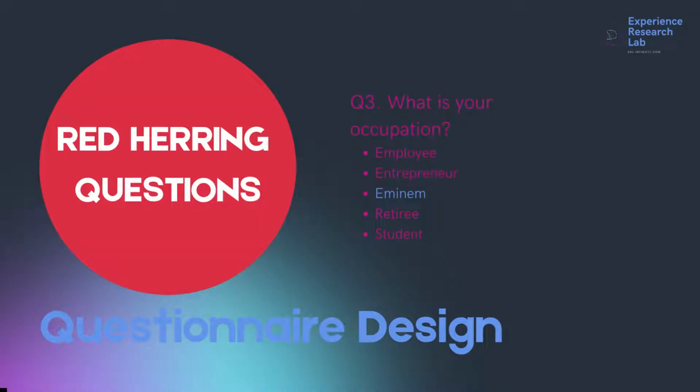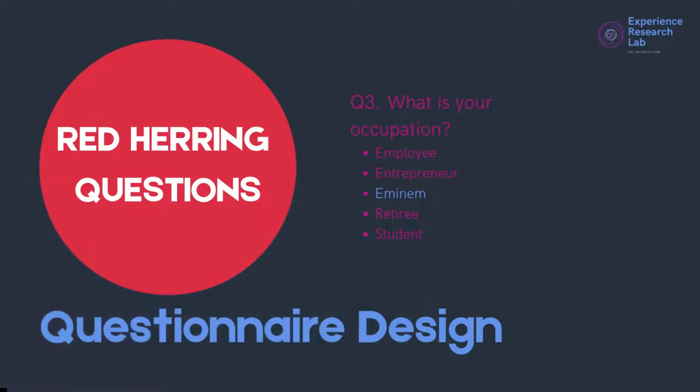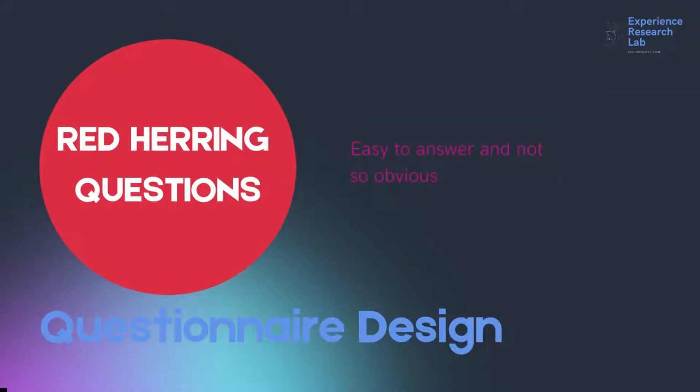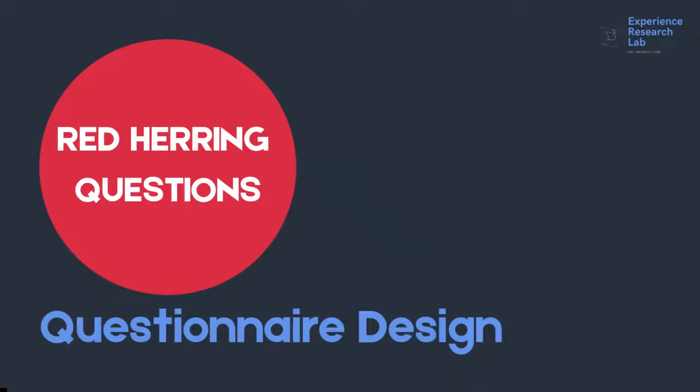Instead of repeating the question, you can add an irrelevant answer to the relevant ones. For example, with the question about occupation, you can add Eminem to the options. Obviously, Eminem is not an occupation. Nevertheless, a few respondents may get trapped because they do not read carefully. In some cases, you may need to add a less obvious one. This way, you can trap professional respondents and prevent them from giving made-up responses.